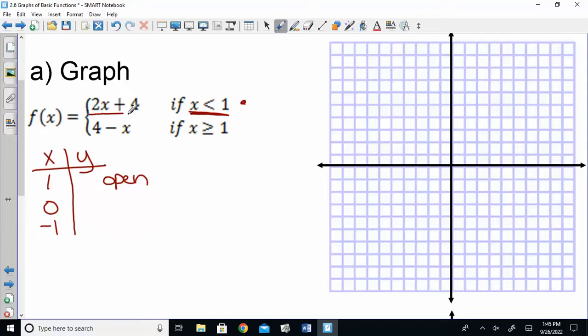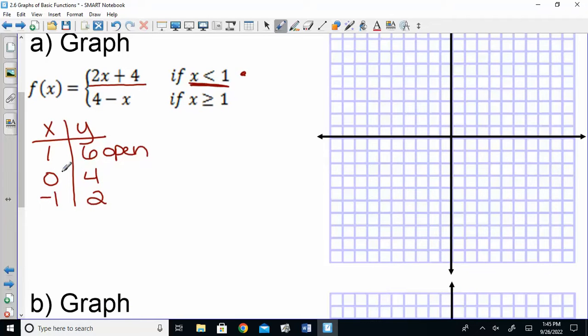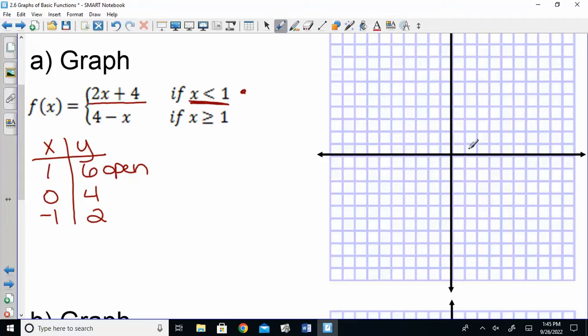We're plugging these in right here, 2x plus 4. So if I put in a 1, 2 plus 4 is 6. If I put in a 0, 0 plus 4 is 4. If I put in -1, -2 plus 4 is 2. When I go to graph this, I have 1, 6. That's an open circle. That's the only open circle on my graph. It's just that endpoint. The rest of them are closed circles. So then 0, 4, -1, 2.